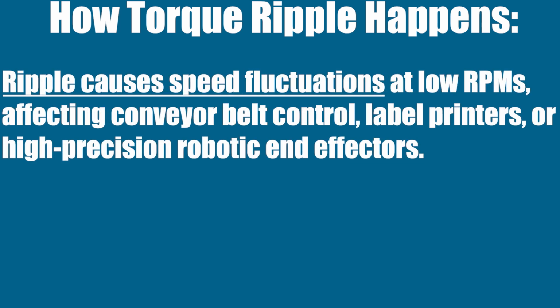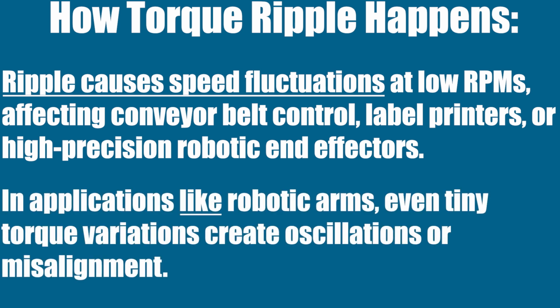The ripple is going to cause speed fluctuations at low RPMs. This affects conveyor belt control, label printers, or high-precision robotic end effectors. In applications like robotic arms, even tiny torque vibrations are going to create oscillations or misalignment.